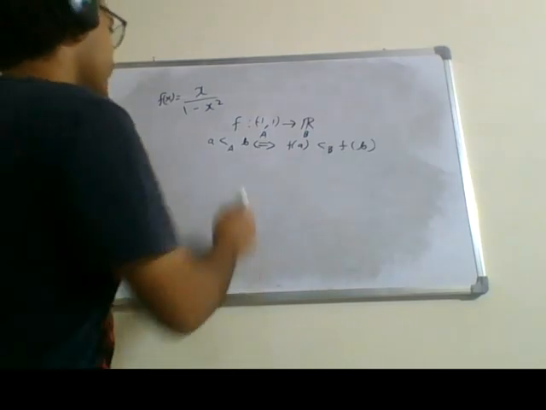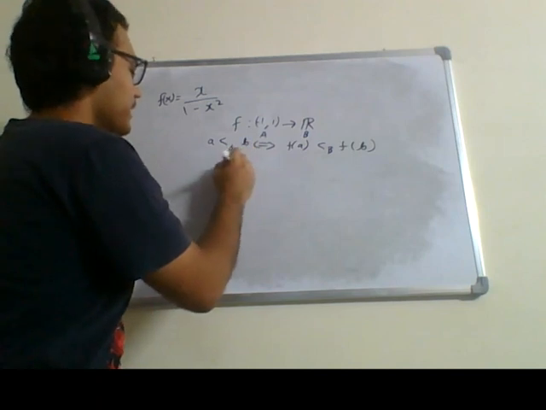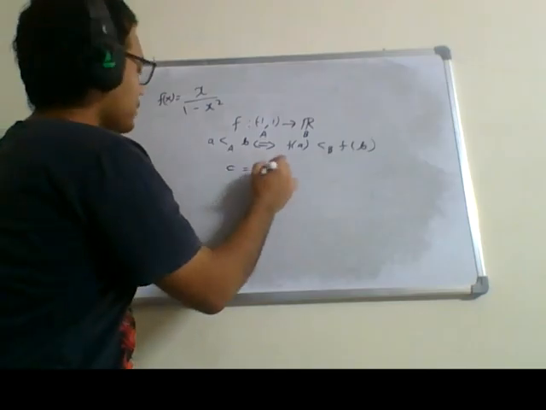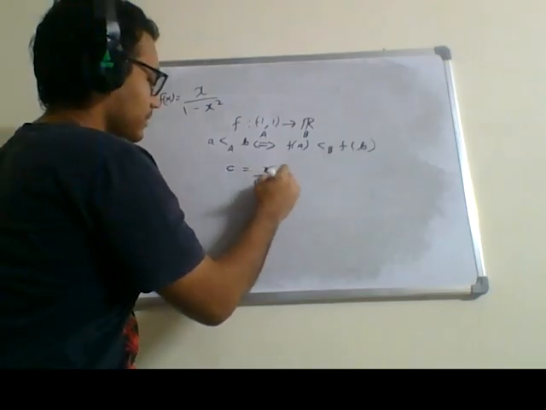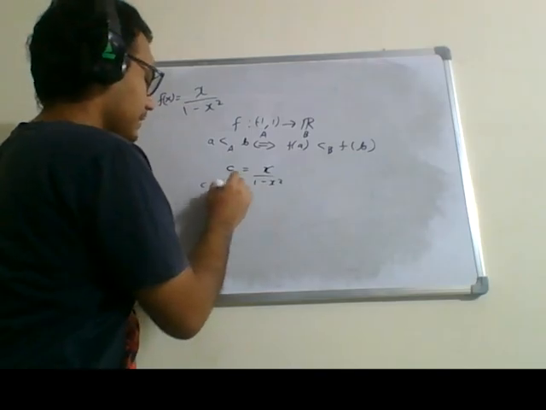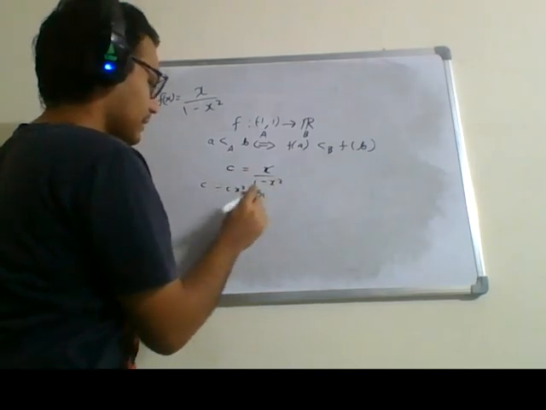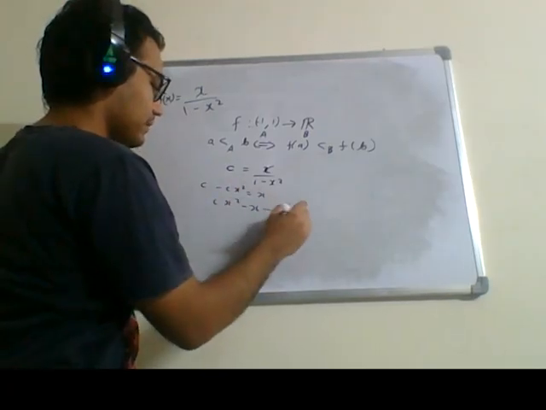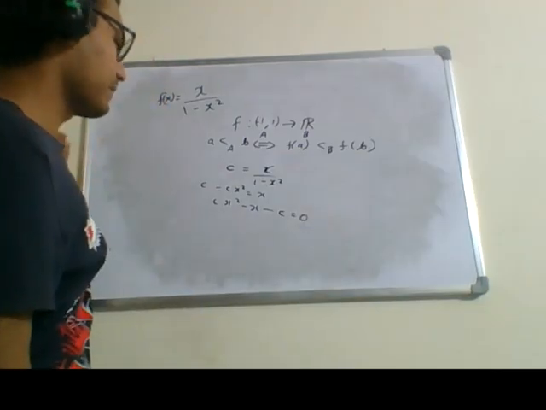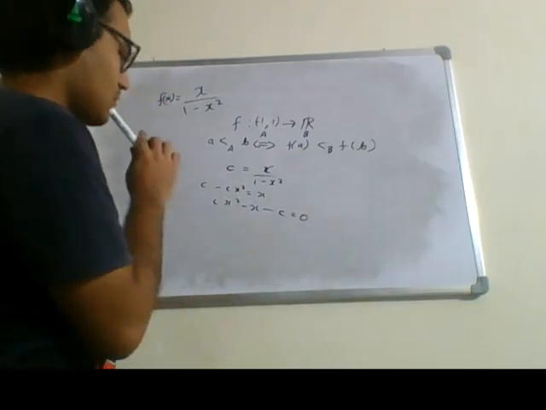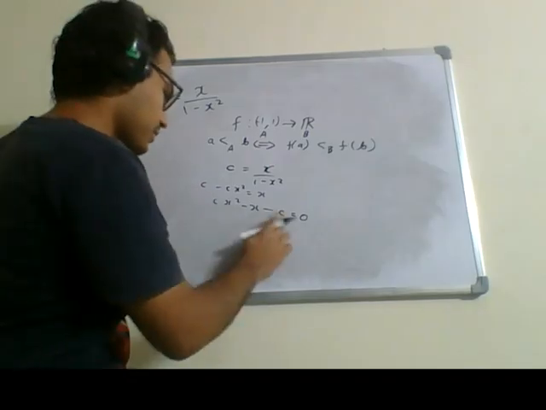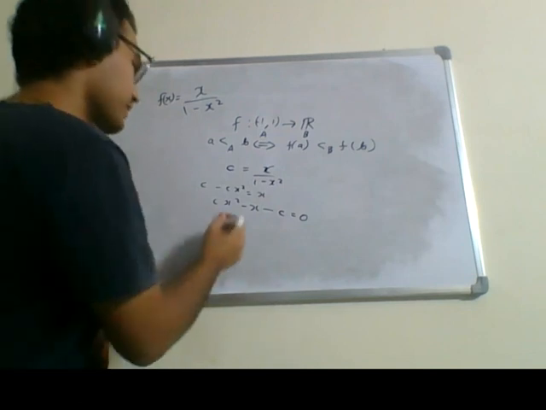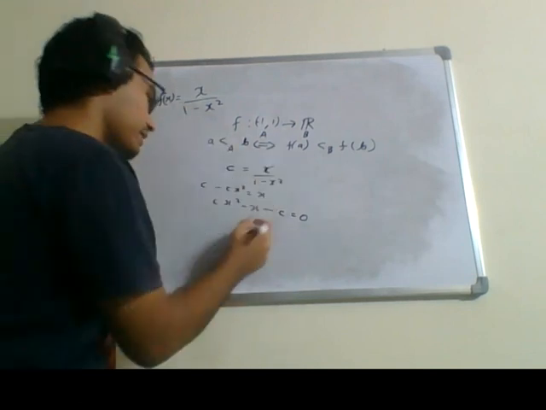Well, let's see. Take any real number. Let's take c, and so c is equal to x upon 1 minus x squared. c minus cx squared is equal to x. cx squared plus x minus c is equal to 0. Correct? So I think we have to show that we only get one root in minus 1 to 1, and that is the unique inverse that leads us to the real number.